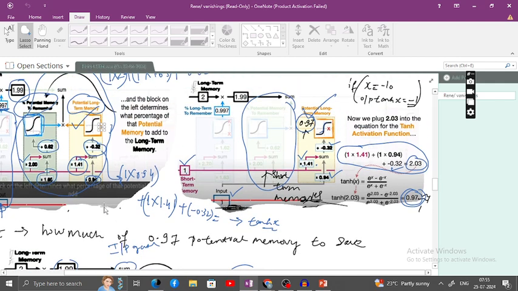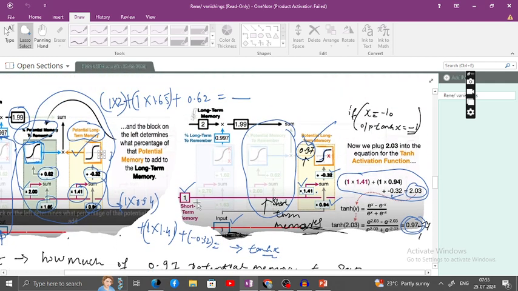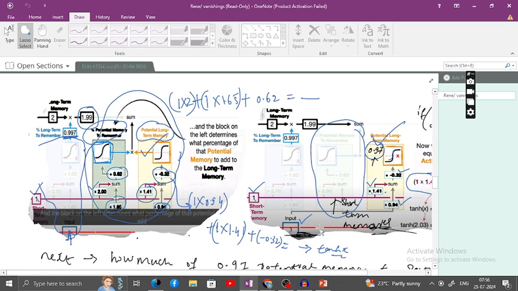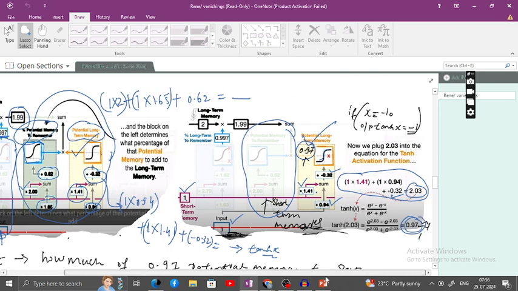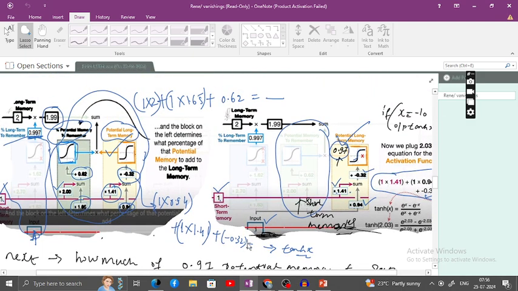If you pass on the value, here the input is 1. So 1 into 2 plus 1 into 1.65 plus 0.62. Whatever output comes, you feed inside the sigmoid function, and you will get some output. So how much output did you get? 0.97 you got.